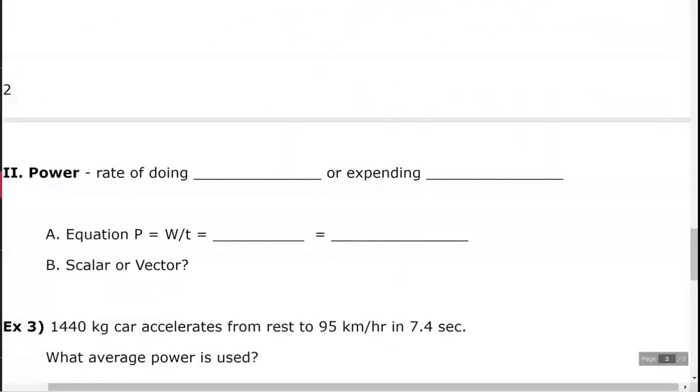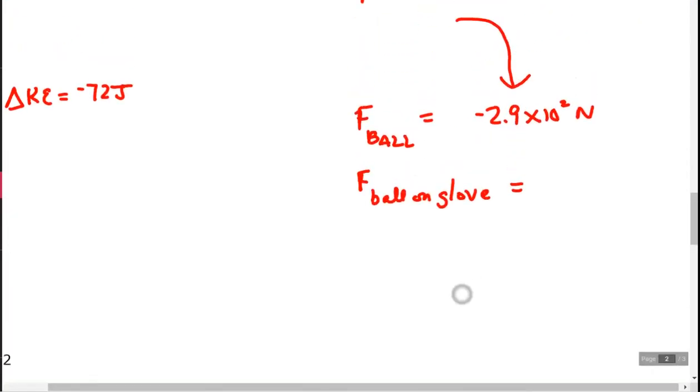Now, power. I think I'm going to stop the video here and make a second power video.